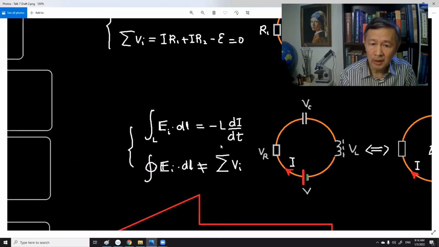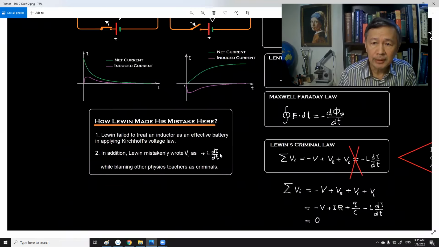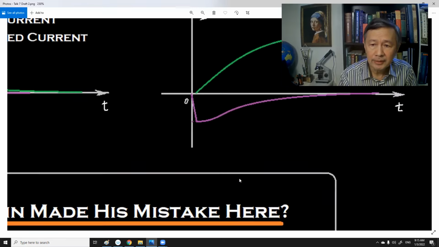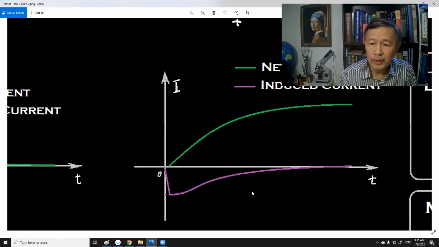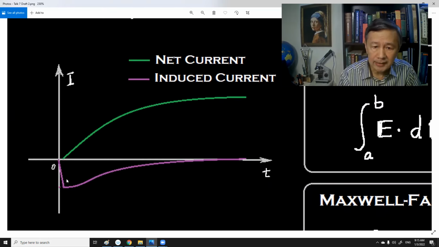One is red, one is green. When you switch on, one is green, that's the net current, and another is purple. So this purple is what we call the induced current.